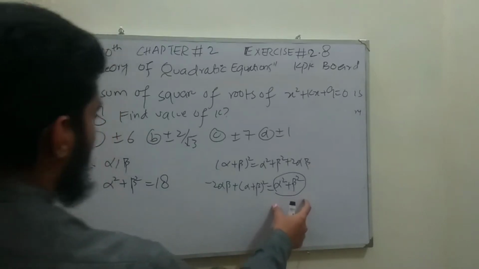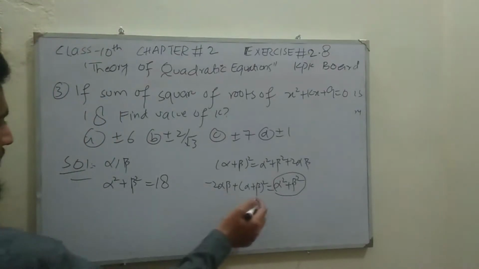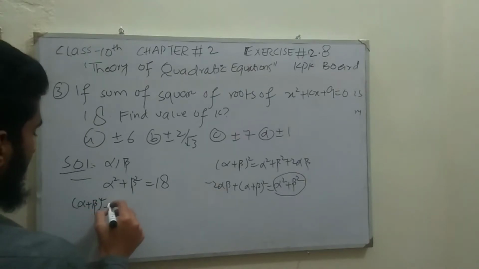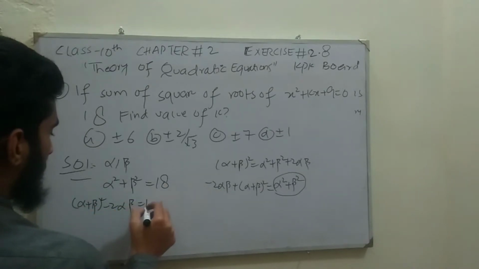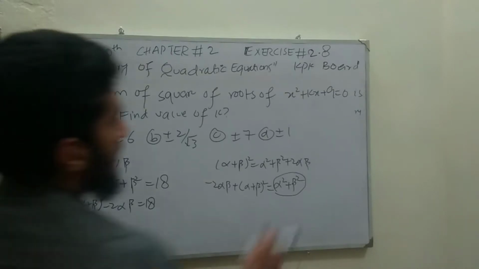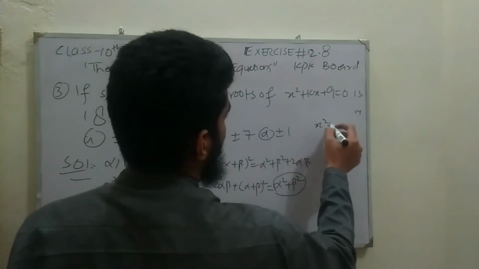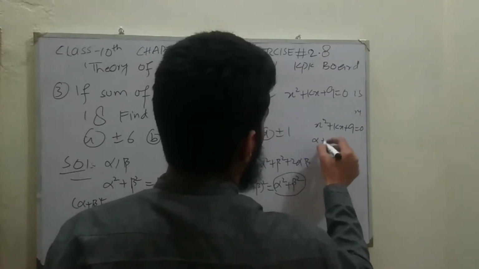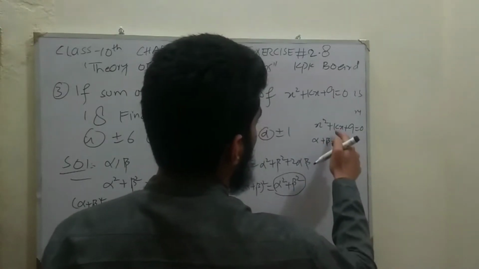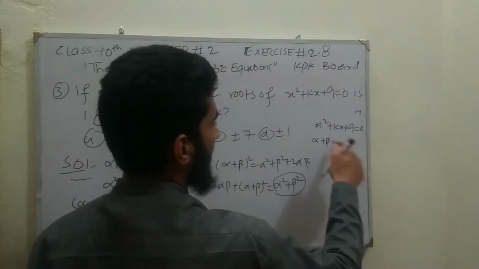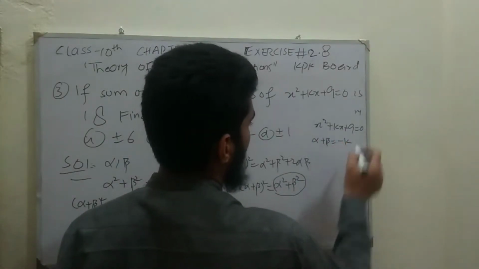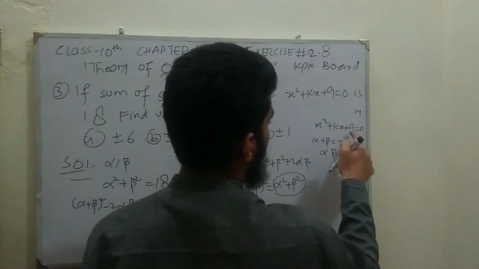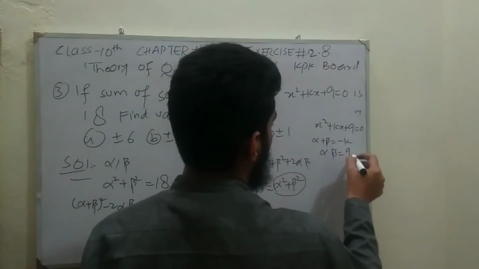So putting the value of alpha square plus beta square here, which is (alpha plus beta) whole square minus 2 alpha beta is equal to 18. The given quadratic equation is x square plus kx plus 9 is equal to 0. Their sum of roots, alpha plus beta, is equal to negative b divided by a. Here b is k and a is 1, so it gives us minus k. And the product of roots, alpha dot beta, is equal to c divided by a. C is 9 and a is 1, so it gives us 9.